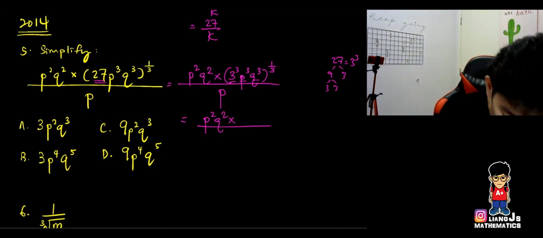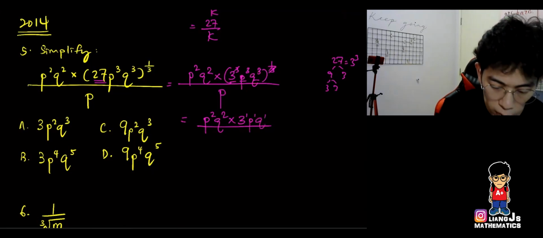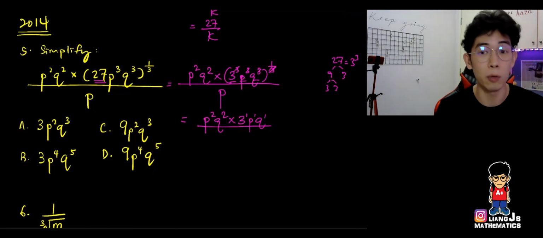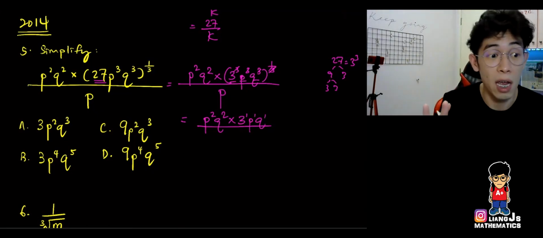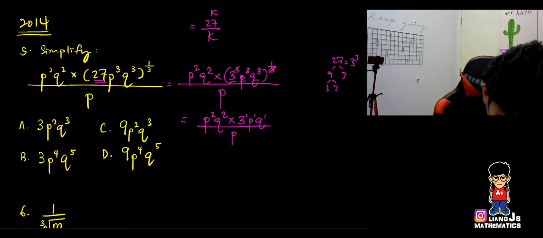Okay, so 3, this one gone already, 3 power 1. Then this one gone again, P. This one gone again, Q. So nice. So if students say they want to put a 1, it's okay, because this is still the working process. That's why I just leave it there. So this one is P.